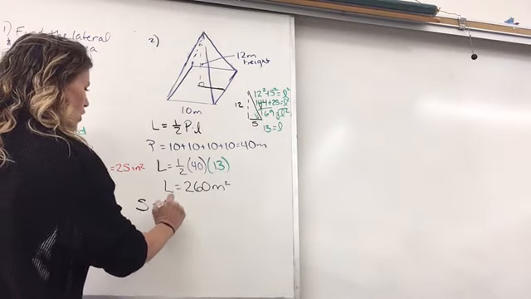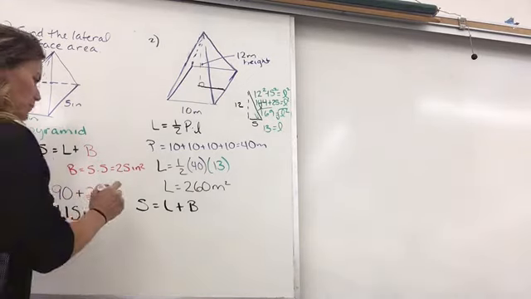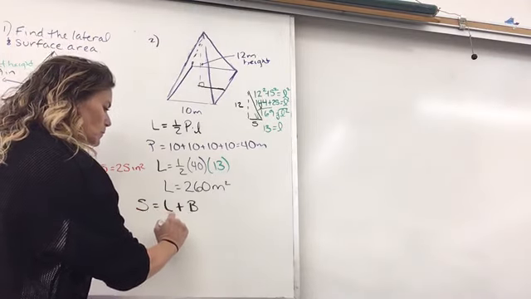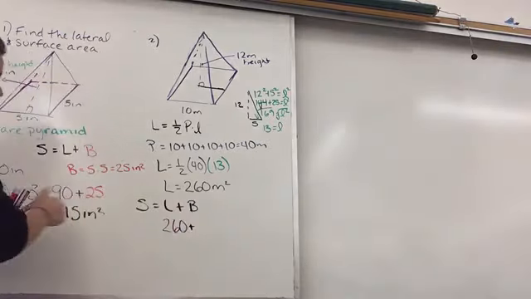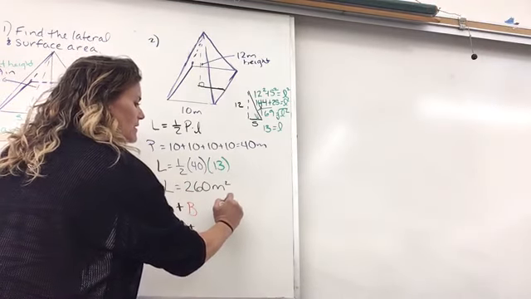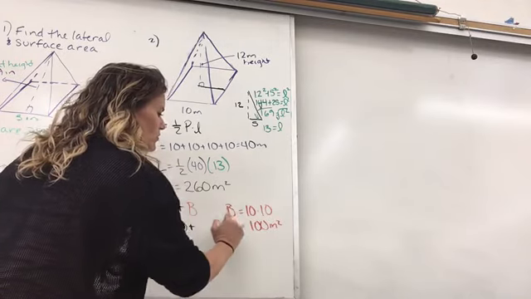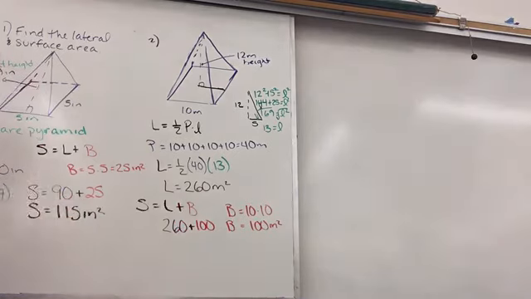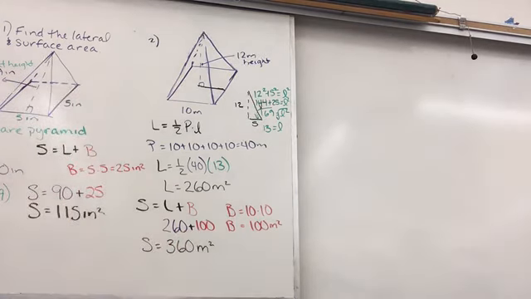And remember, that was the L plus B. And we only have one base because it comes to that point. The L we found to be 260. And we got to find the area of that base. So the area of the base, that's going to be 10 times 10, which is 100 meters squared. So 260 plus 100 gives me a total surface area of 360 meters squared.